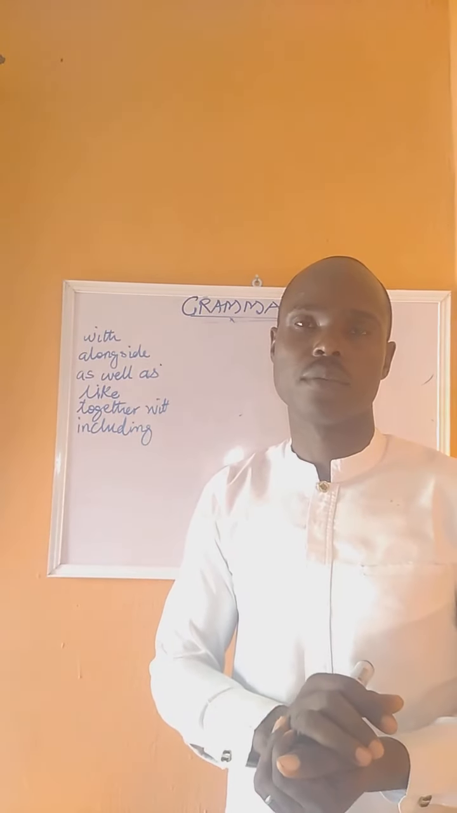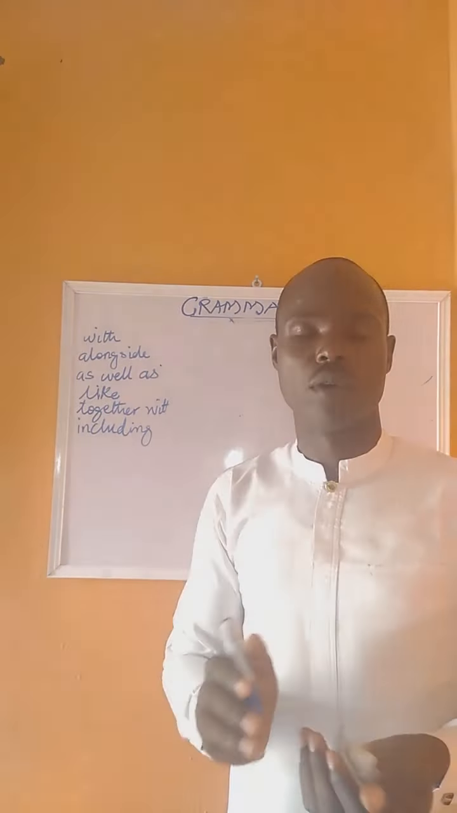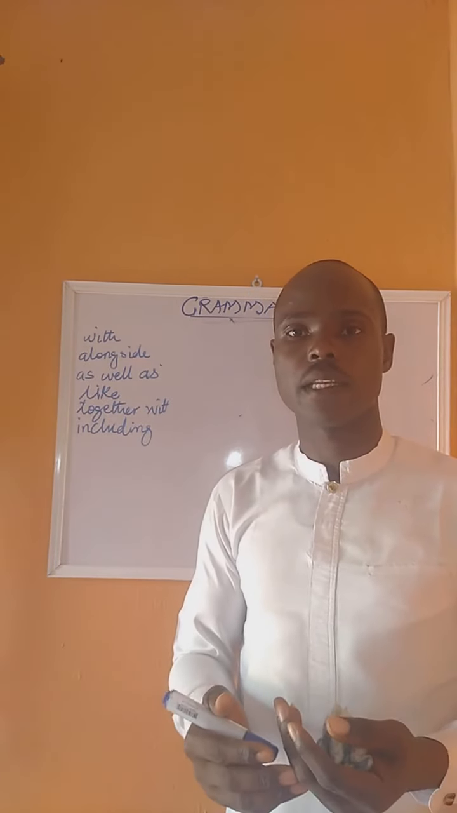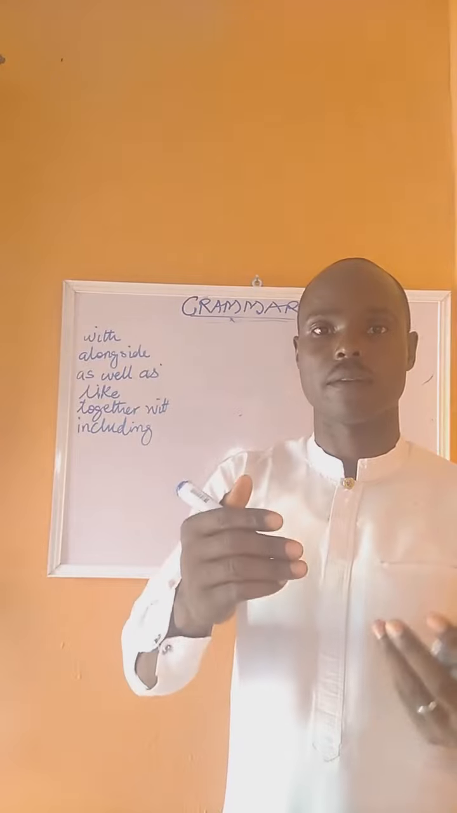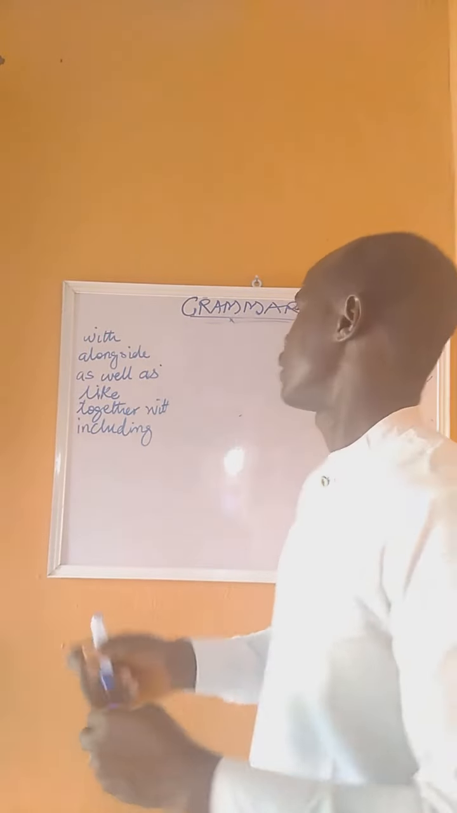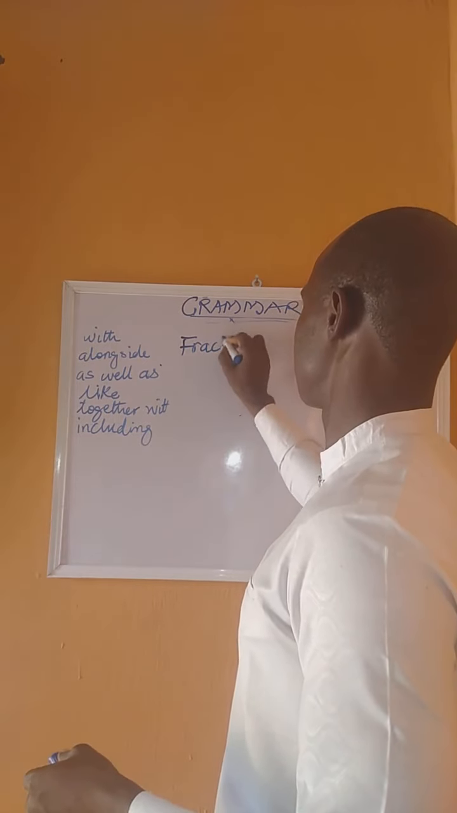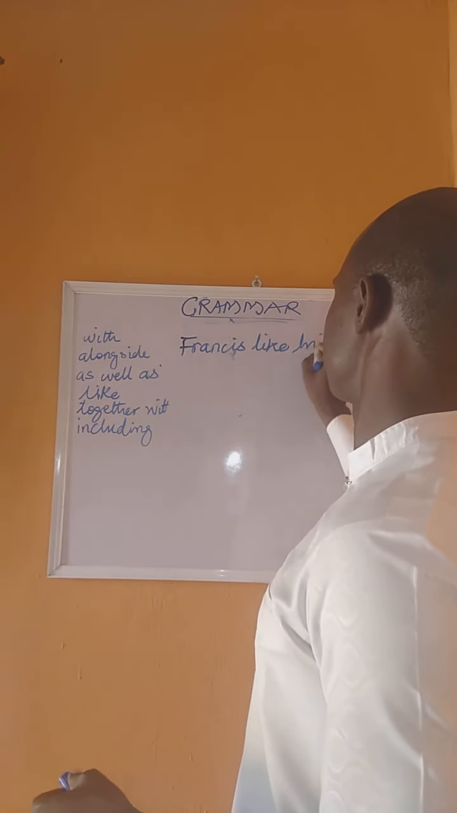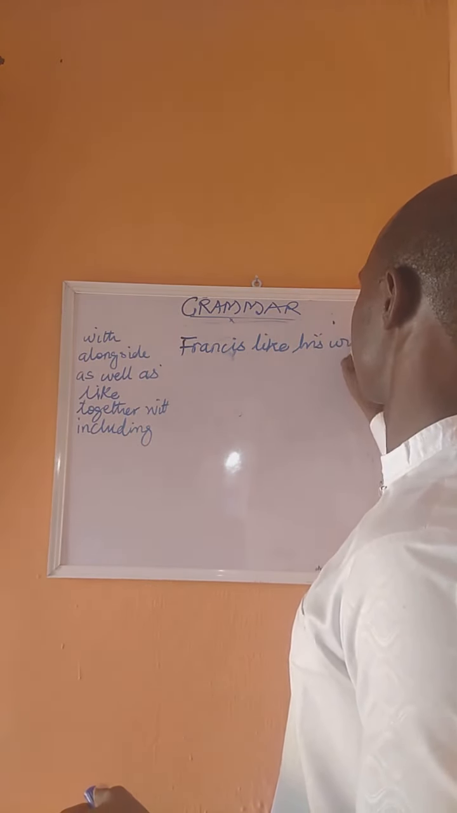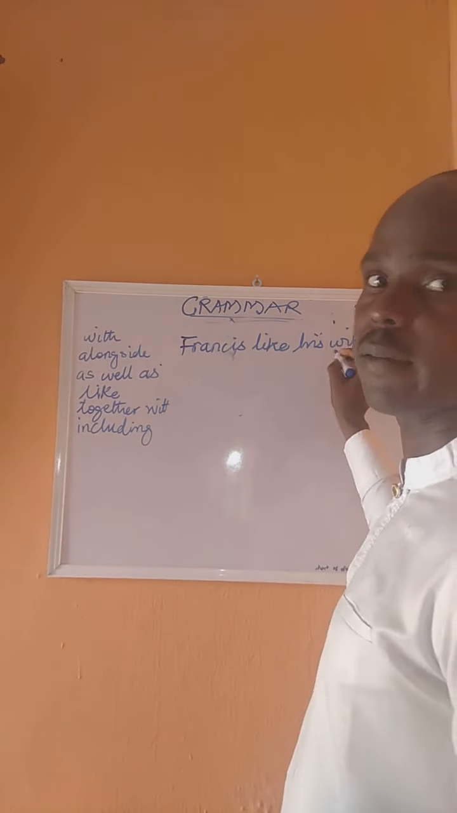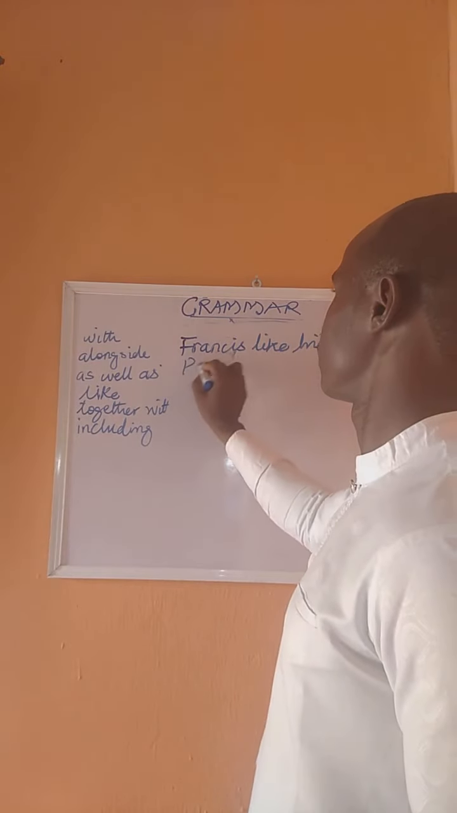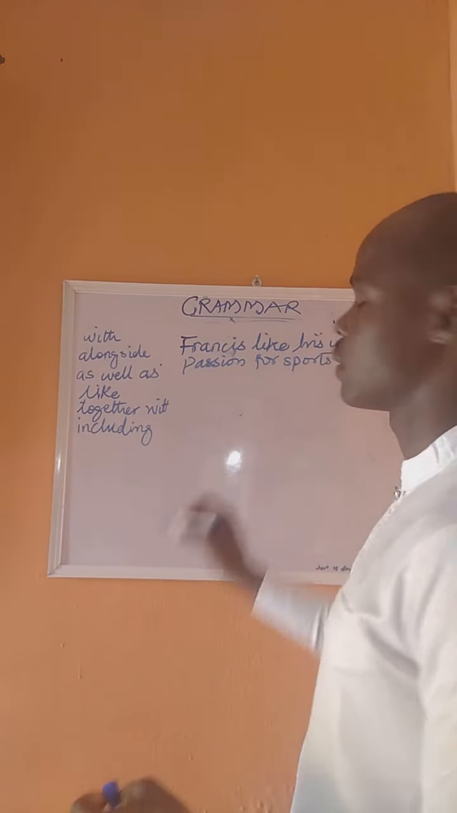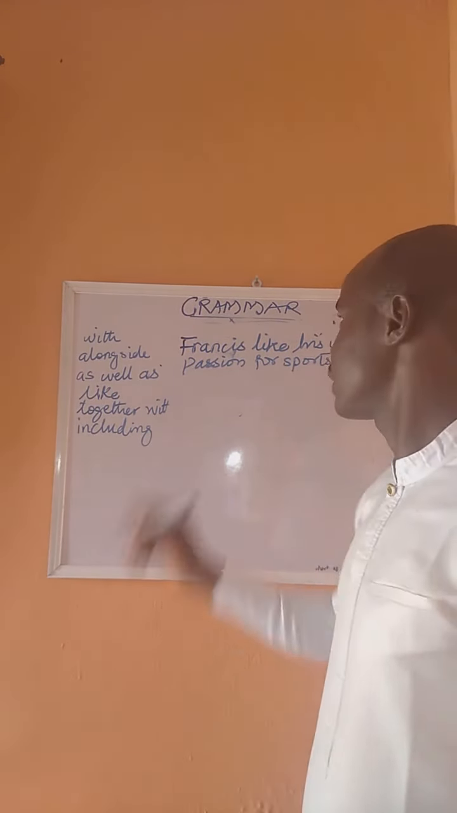Let's have examples of sentences where we can use these words. Okay, let's say, Francis like his wife. Is it has or have? Has passion for sports, right? Okay, so Francis like his wife has passion for sports.